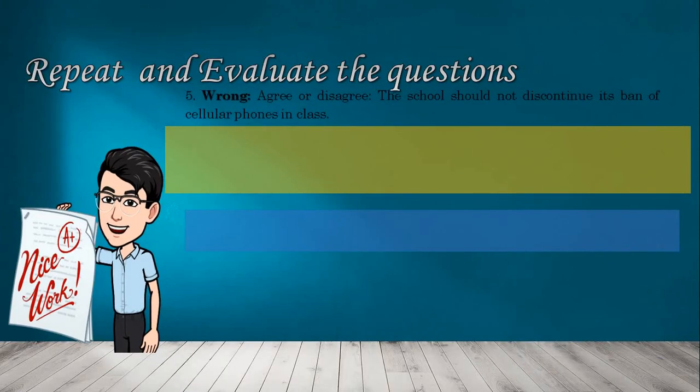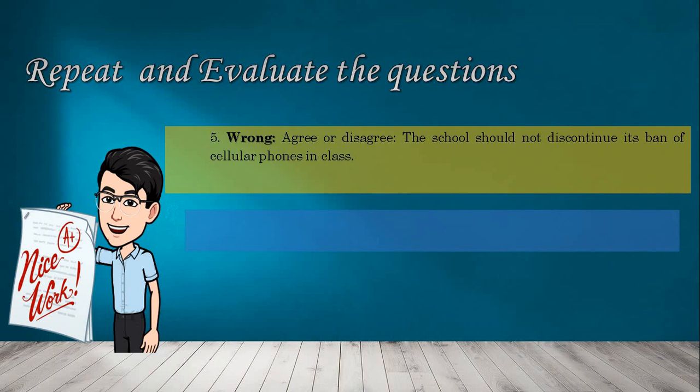Last, we have agree or disagree. The school should not discontinue its ban of cellular phones in class. In this question, it has double negatives. Double negatives means we use two negative words. As you can see, we have here the not and discontinue. Not na siya and then discontinue pa siya.